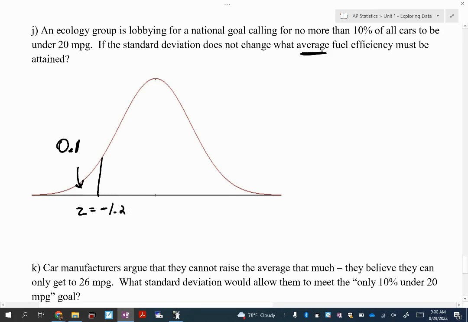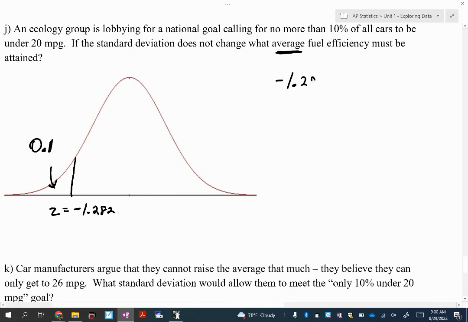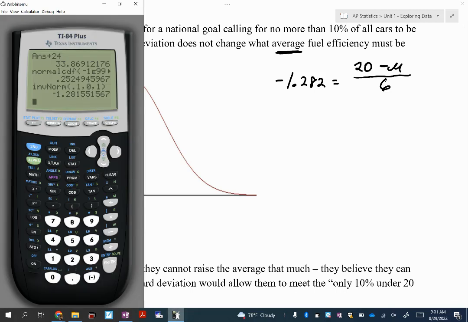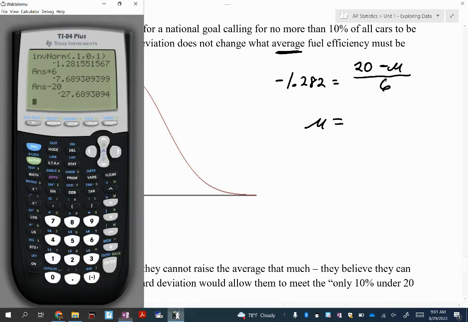So -1.282. Now watch how this works when I plug into my formula. I know my z-score is -1.282. We have 20 as the value we're looking at for our actual fuel efficiency, minus a new mu, over 6. So in terms of my algebra, I'm going to multiply by 6 and then subtract the 20. I know my answer is going to be negative, but that's equal to the opposite of my new mu. So I'm just going to make mu positive here.